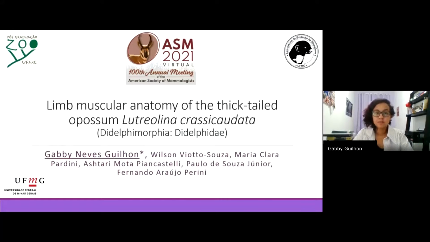Hi, my friends. My name is Gabby, and I'm going to present to you a little bit about my ongoing research from my PhD. This paper is entitled Limb Muscular Anatomy of the Thick-tailed Opossum, Lutreolina crassicaudata.